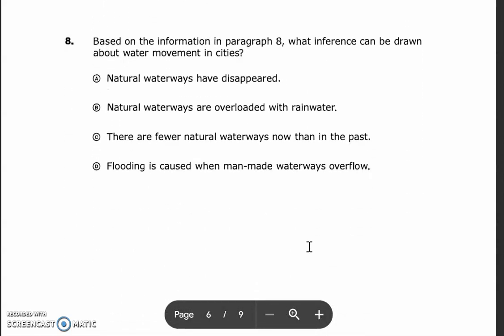Number 8. Based on the information in paragraph 8, what inference can be drawn about water movement in cities? A, natural waterways have disappeared. B, natural waterways are overloaded with rainwater. C, there are fewer natural waterways now than in the past. D, flooding is caused when man-made waterways overflow.